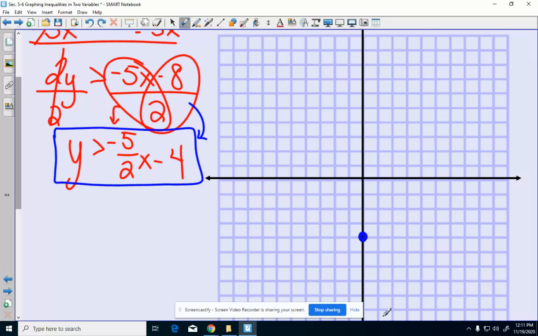So your graph only goes down 8, so you don't have enough to go down 5, right? So we're going to go up. We're going to go up in which way? To the left. Good. So we're going to go up 5, 1, 2, 3, 4, 5, and to the left 2.